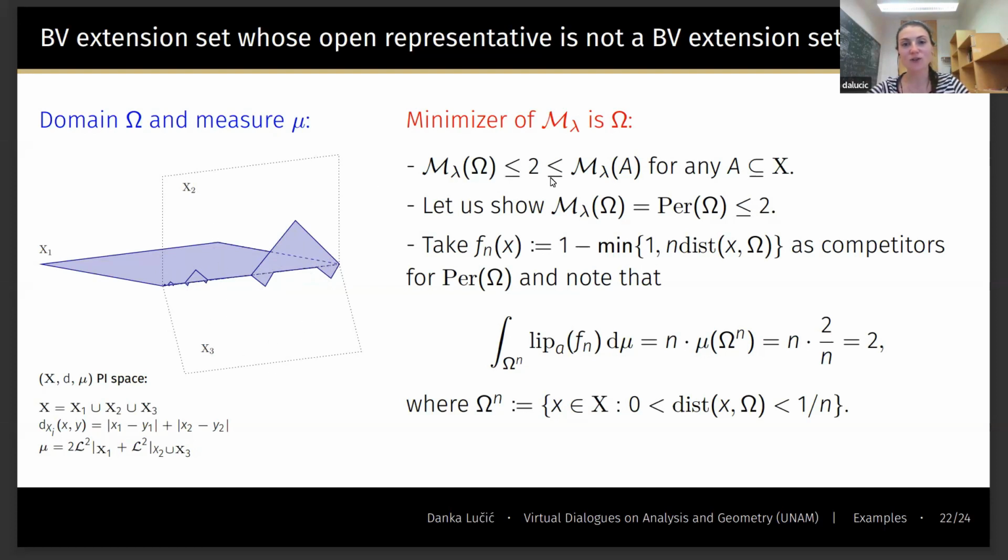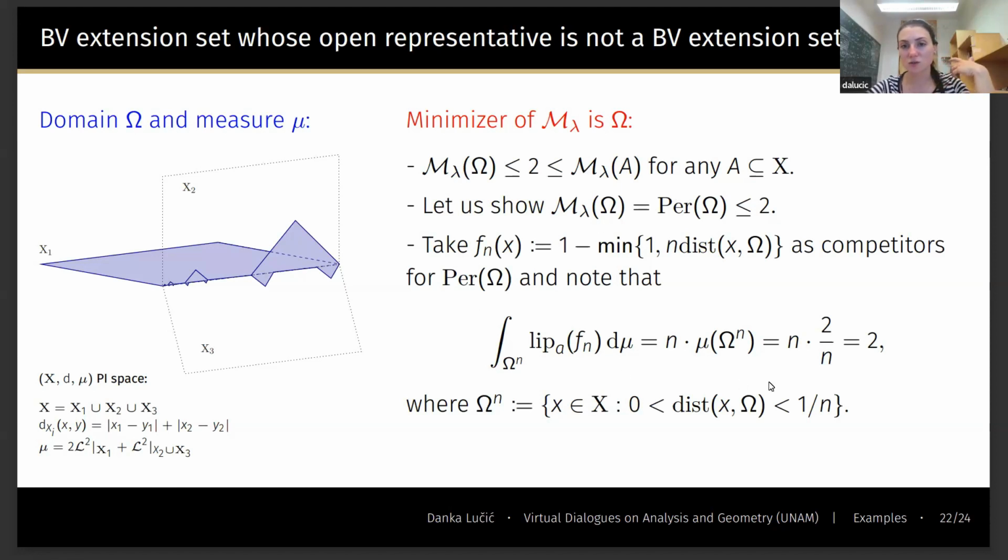So in this case, you can show that actually a minimizer of the functional is the domain itself. Why? Because we can show that the functional computed at omega is less or equal than 2, while for any other subset, we can show that the functional has value which is greater or equal than 2.